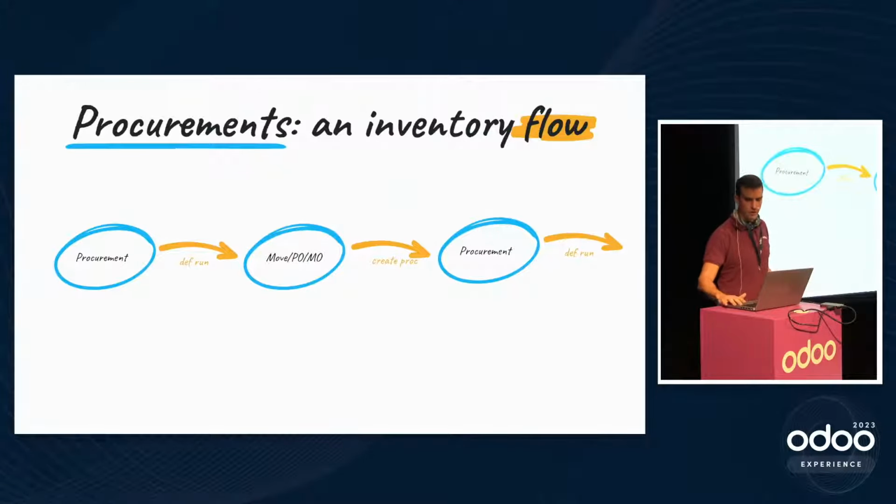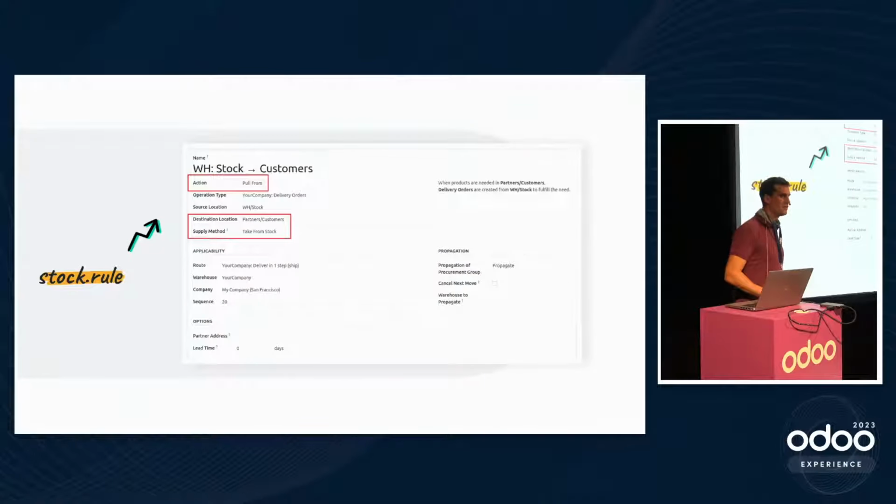The procurement works with the stock rule object. I don't know if many of you already use the stock rule or know what it is. It's an advanced feature that allows you to define rules. In our case, the action is very important because it explains what the rule has to do. Pull from means create a move. There are also other actions, for example the action buy, which means buy something, and the action manufacture, which means manufacture something.